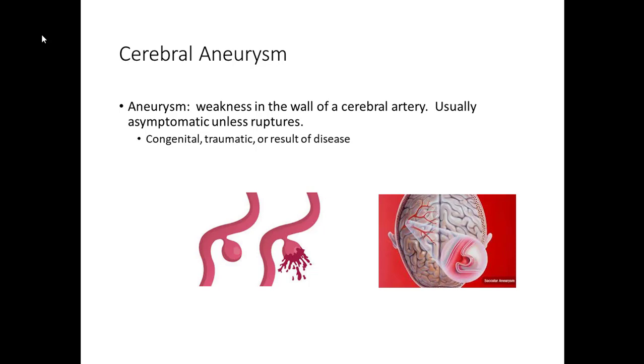Aneurysms. It's basically a weakness in the wall of an artery in the brain. Generally, people don't even know they have it. I have it on my dad's side.